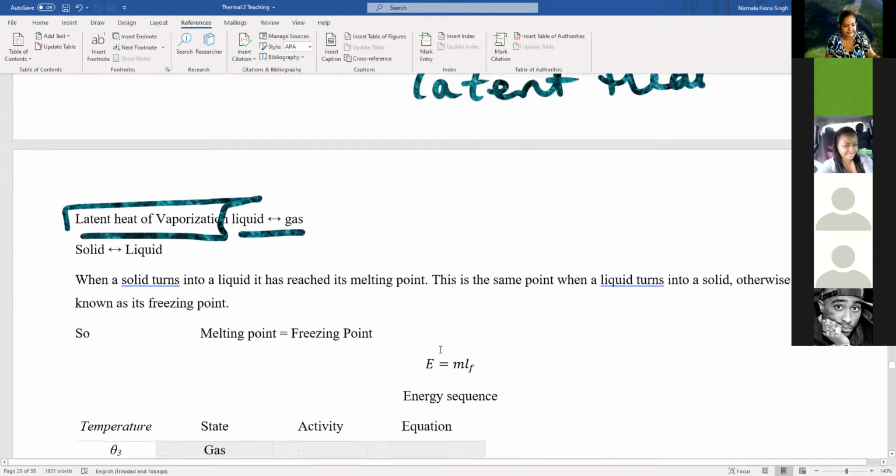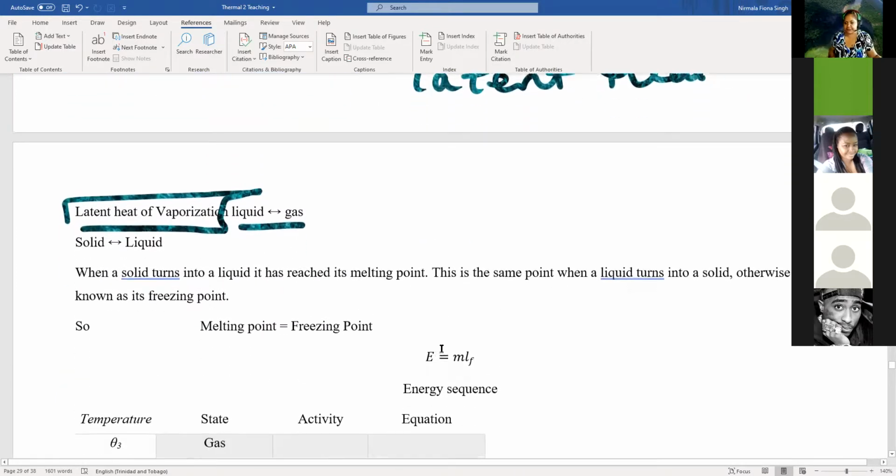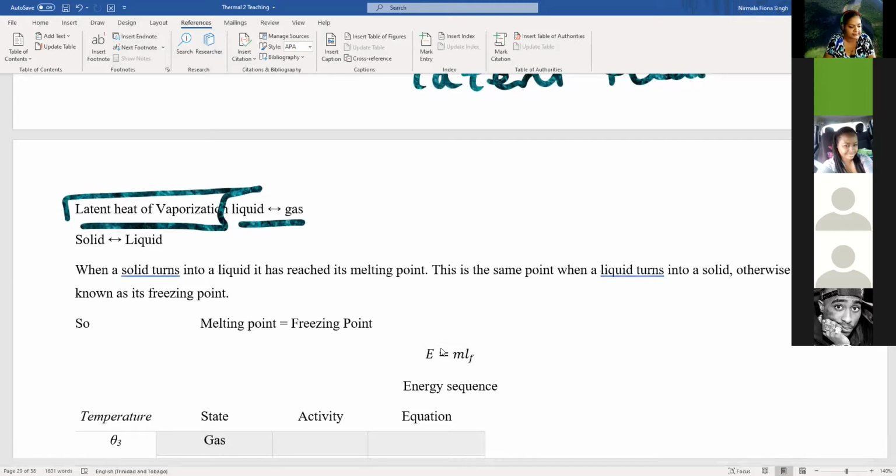So let's read and see what's happening here. Then we're going to go to the graph to explain the graph. Solid to liquid. Now, this is where students have to realize that two terms mean the same thing. When a solid turns into liquid, it has reached its melting point. Yeah, that makes sense.